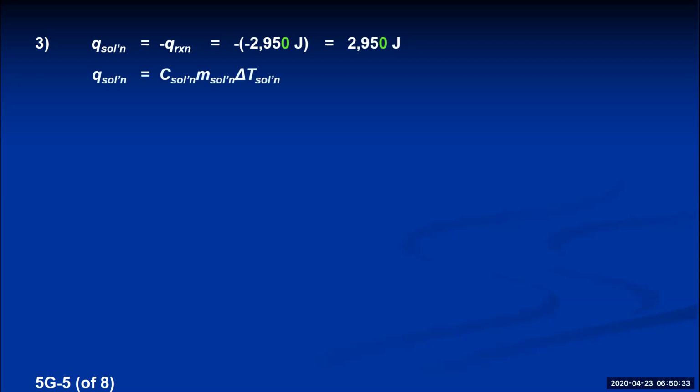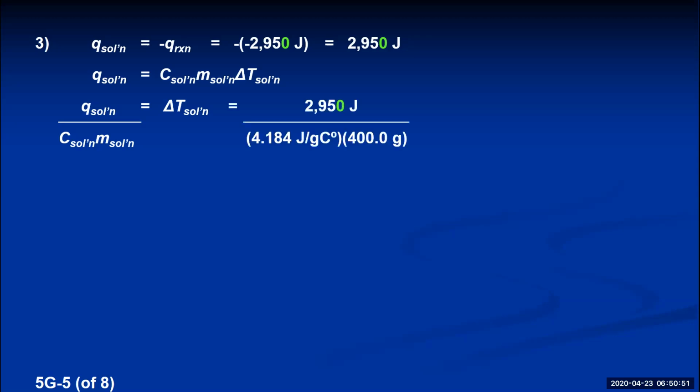And that's how much heat the water solution must have absorbed, because it's a positive number. And that's going to be related to water's heat capacity, water's mass, and water's change in temperature. And if we want to calculate the final temperature of the solution, we have to solve first for delta T. So delta T will equal the Q of the solution divided by the heat capacity and the mass, and these numbers now are all known. The Q of the solution is the 2,950 joules. The heat capacity of the solution is taken to just be the heat capacity of water.